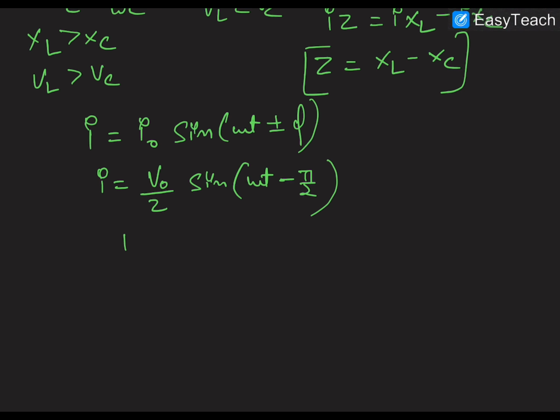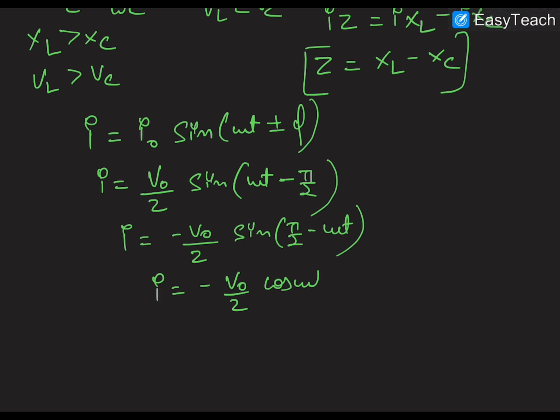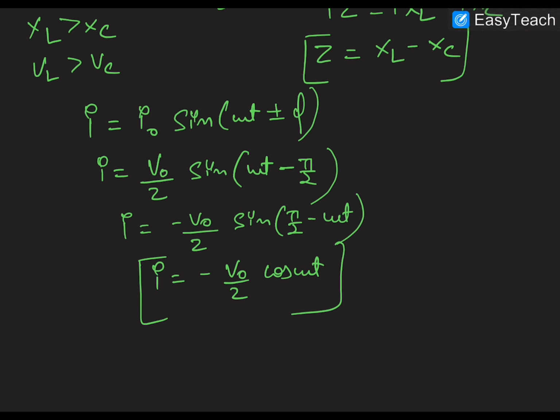And therefore, if we take a negative as a common sign, it would be sine of pi by 2 minus omega t, and this can be written as cos omega t. So it is very simple: I is equal to minus V naught upon Z cos omega t. This is the current flowing in this circuit.